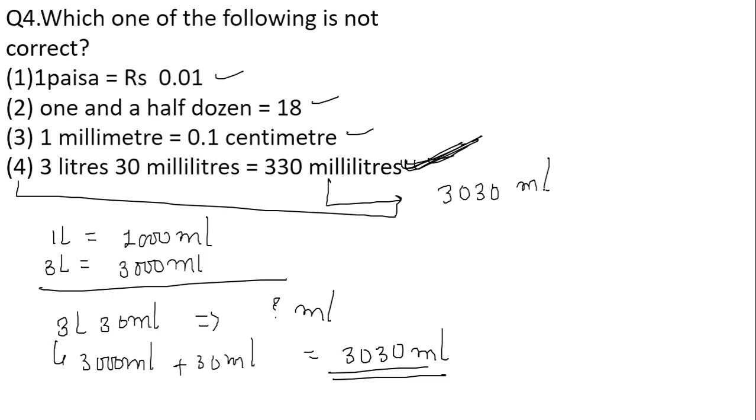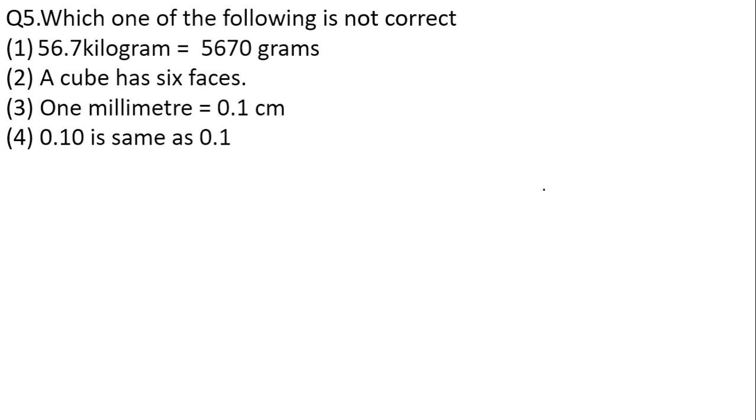Got it? Moving on to the next question now. Which one of the following is not correct? Okay, they have given us 56.7 kilogram is equal to 5670 gram. A cube has 6 faces. 1 millimeter is equal to 0.1 centimeter. 0.10 is the same as 0.1. If we look at the question carefully, going option-wise, the first thing that you must know here is 1 kilogram is equal to 1000 grams.